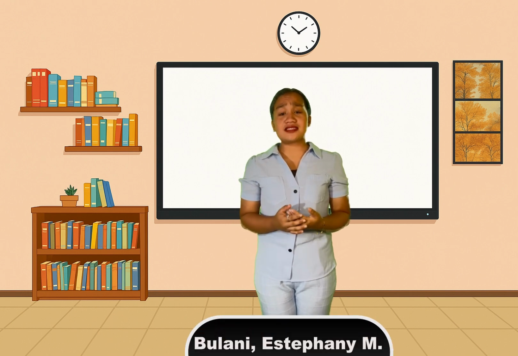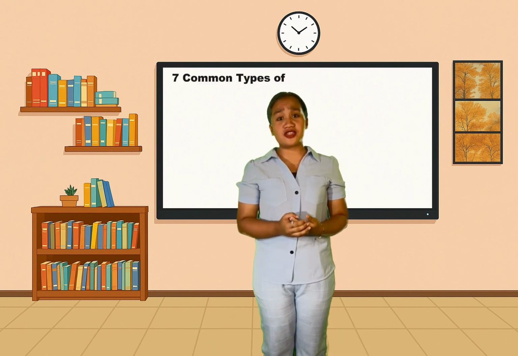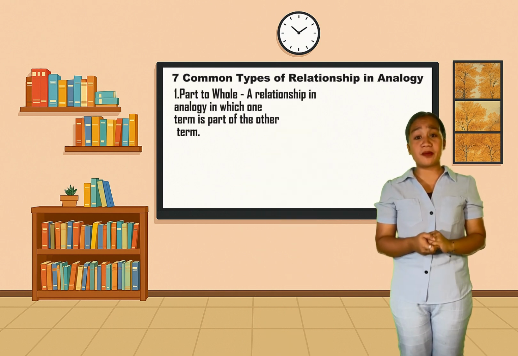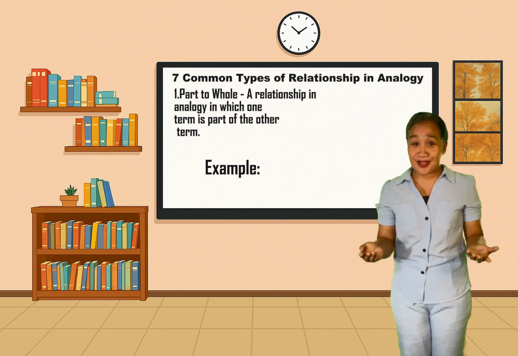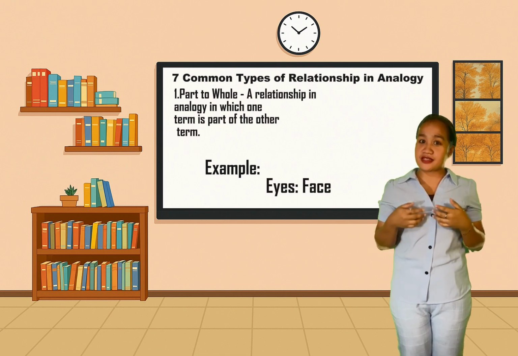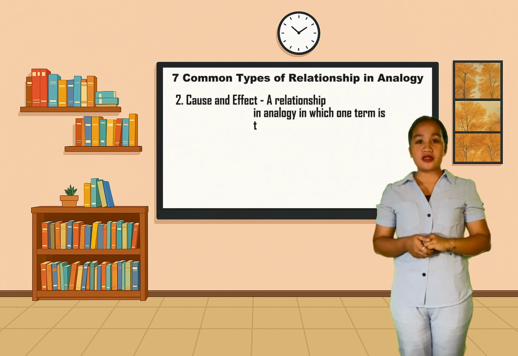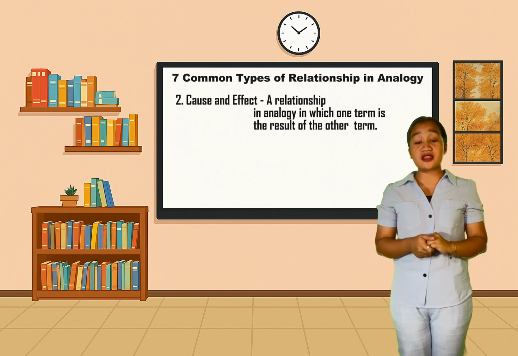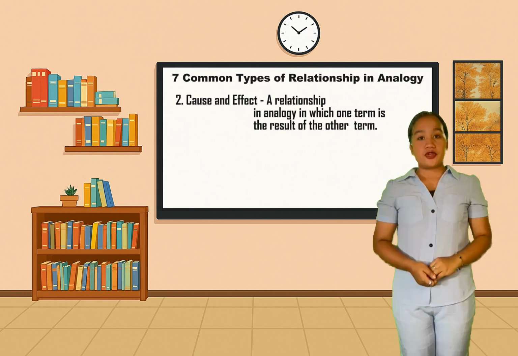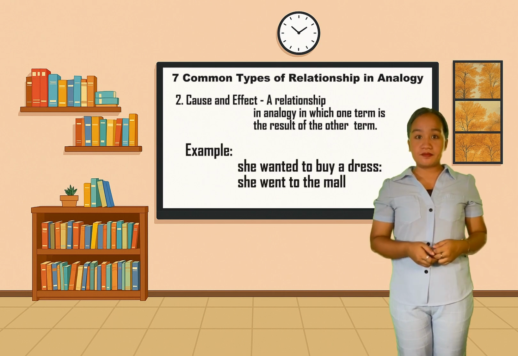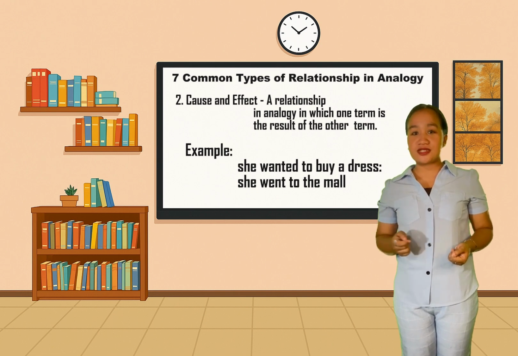For now, let's discuss the 7 common types of relationship in analogy. Number 1, part of whole. A relationship in analogy in which one term is part of the other term. For example, eyes, face. The eyes are part of the face. Number 2, cause and effect is a relationship in analogy in which one term is the result of the other term. For example, she wanted to buy a dress. She went to the mall. She wanted to buy a dress, so she went to the mall.